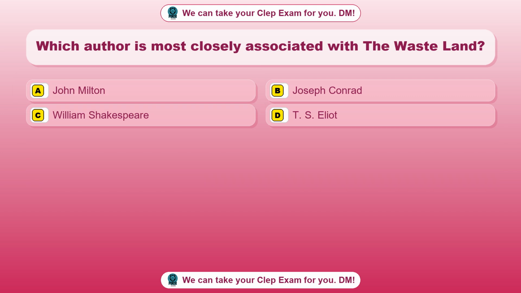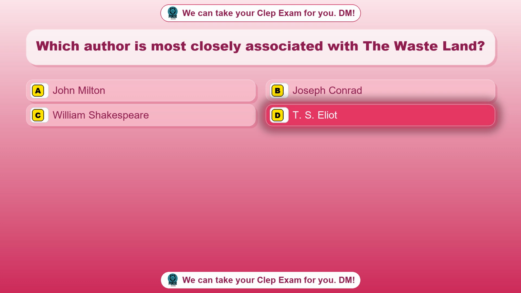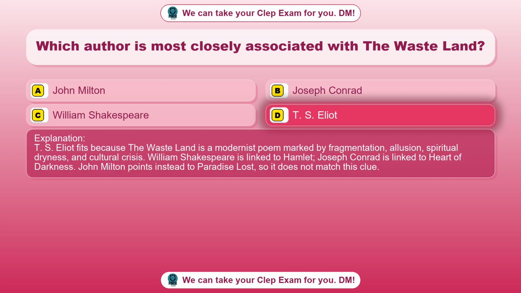Question 40. Which author is most closely associated with The Waste Land? Option A. John Milton. Option B. Joseph Conrad. Option C. William Shakespeare. Option D. T.S. Eliot. The correct answer is option D. T.S. Eliot. T.S. Eliot fits because The Waste Land is a modernist poem marked by fragmentation, illusion, spiritual dryness, and cultural crisis. William Shakespeare is linked to Hamlet. Joseph Conrad is linked to Heart of Darkness. John Milton points instead to Paradise Lost, so it does not match this clue.